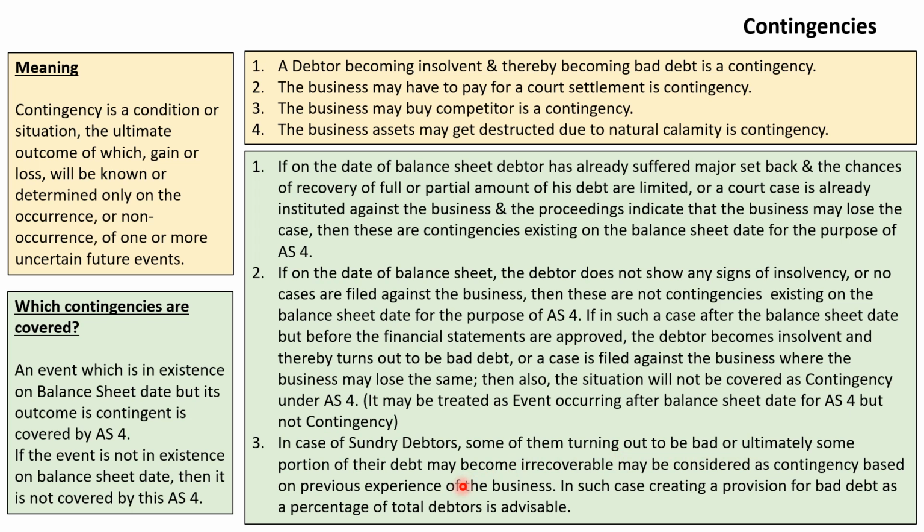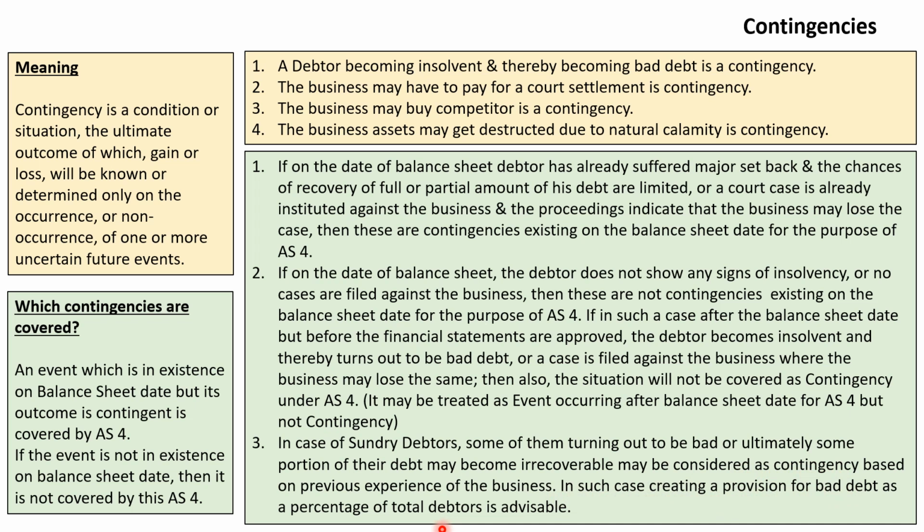Last situation, in case of sundry debtors, some of them turning out to be bad, or ultimately some portion of their debt may become irrecoverable, it may be considered as a contingency based on the previous experience of the business. So we are already aware that of the total debtors, generally 5% turn out to be bad. Who will become bad, that is not known to us, but generally we are going to say that 5% will become our bad debts. In such a case, creating a provision for bad debt as a percentage of total debtors, then you are not identifying an individual debtor who is going to become bad, but you are considering a general provision of 5% on all the debtors.